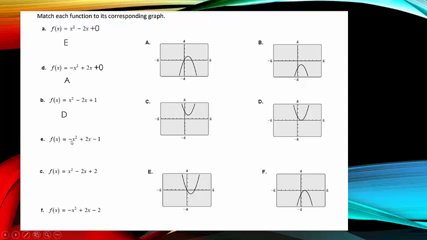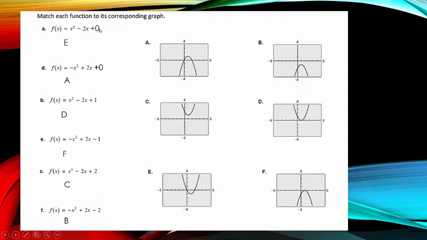We have a frowny face whose y-intercept is -1, which looks like letter F. And then a smiley face whose y-intercept is 2. That would have to be C. And then the last one would have to be B.